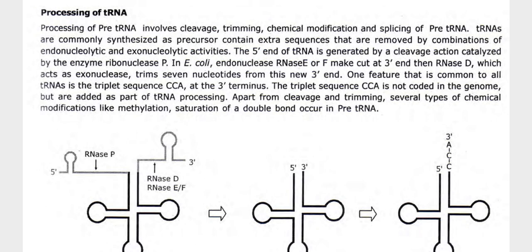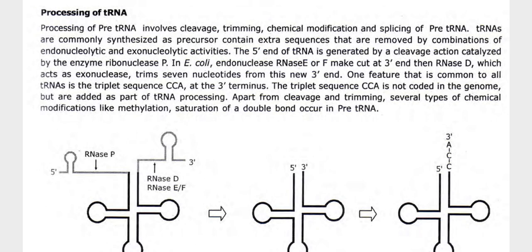In E. coli, the endonuclease RNase E or F makes a cut at the 3' end. Then RNase D, which acts as an exonuclease, trims 7 nucleotides from this new 3' end. One feature that is common to all tRNAs is the triplet sequence CCA at the 3' terminus. The triplet sequence CCA is not coded in the genome but is added as part of tRNA processing.